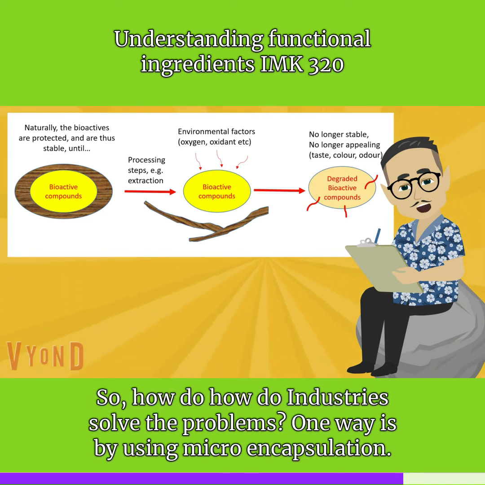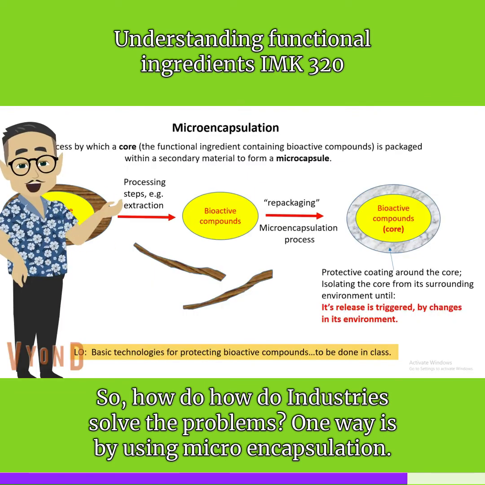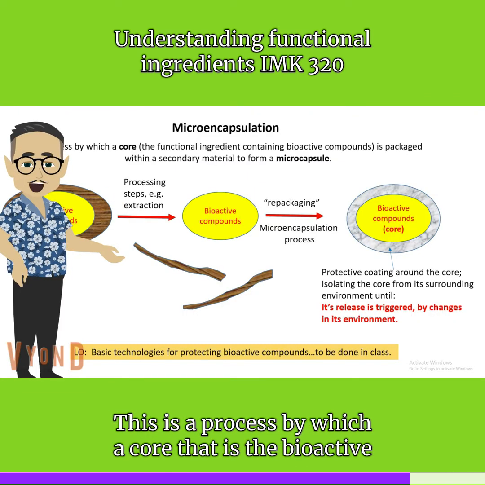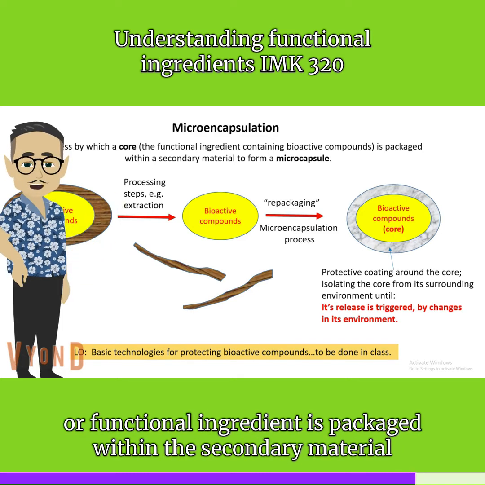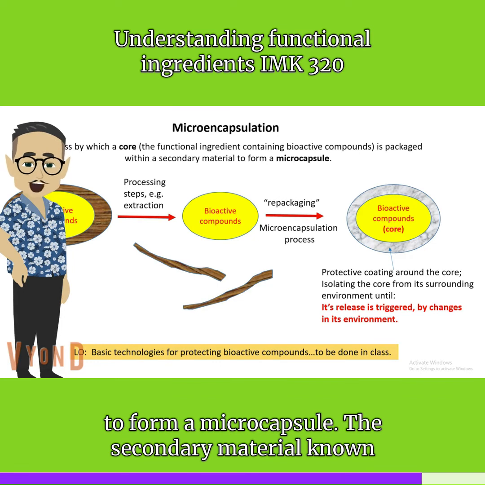So how do industries solve the problems? One way is by using microencapsulation. This is a process by which a core, that is the bioactive or functional ingredient, is packaged within a secondary material to form a microcapsule.